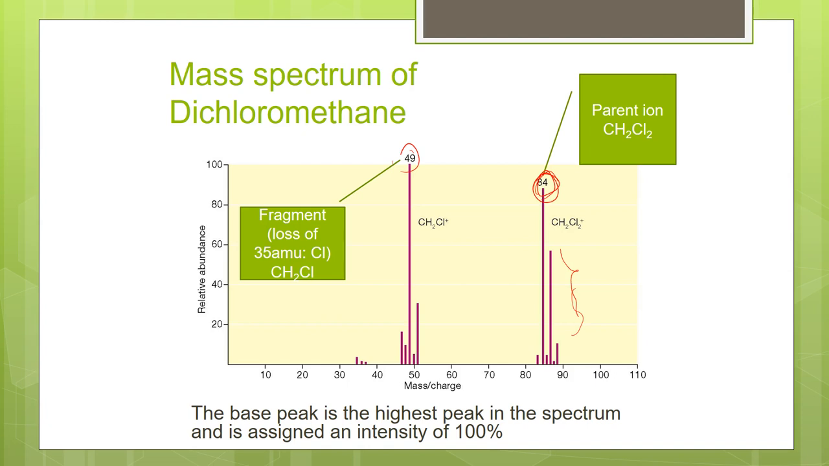The parent ion is the one that's highest on the spectrum. This is still a parent ion here, but again, remembering isotopic effects. And then the base peak is the most common fragment. So when the molecule breaks apart, it will break apart more often in a particular way, and the fragment that we get from that breaking will usually be our base peak. It is our most common fragment that we see.